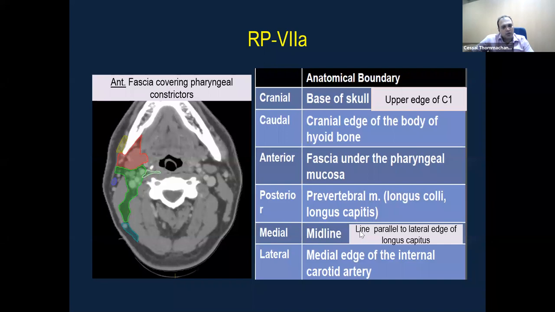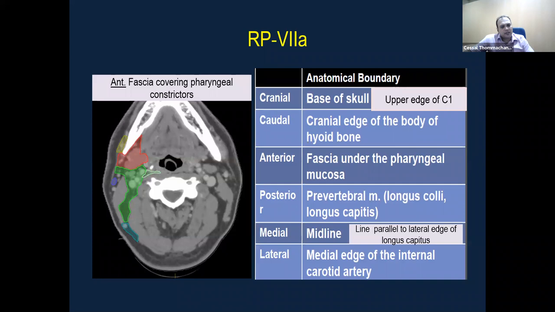This is not well defined actually, but it has been shown that you draw a line parallel to the lateral edge of the longus capitis muscle. I still need to understand what exactly it is. Then there are the lateral retropharyngeal nodes and medial retropharyngeal lymph nodes, but the medial ones are no longer in the picture. It is not clinically relevant. So whenever you discuss retropharyngeal nodes, it is the lateral retropharyngeal nodes.